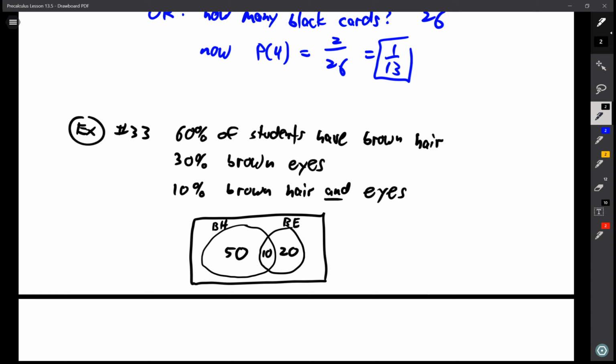So then the problem asks us to find, we're told if the student has brown eyes, what is the probability the student does not have brown hair? So we want to find, no, number 33. If the student has brown hair, what is the probability that the student also has brown eyes? So P of brown eyes given the condition that the student does have brown hair.